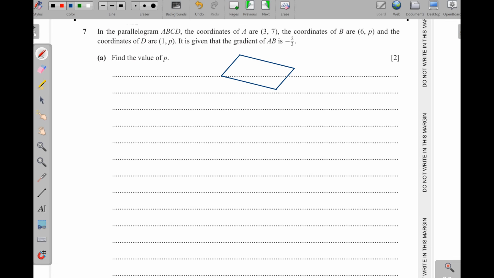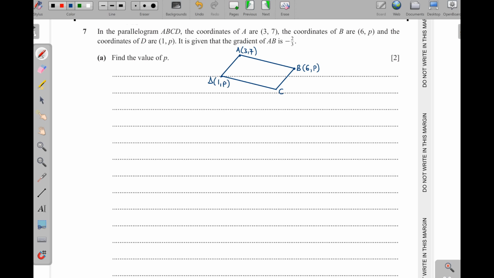Now, since the gradient here is negative, then we can have maybe A here, A, which is (3, 7). Then B has to be on the right of A, okay? Because the x coordinate, you can see, it is bigger than the 3. So 6, then we have p, AB. Then this one has to be the C. And then D here, (1, p).